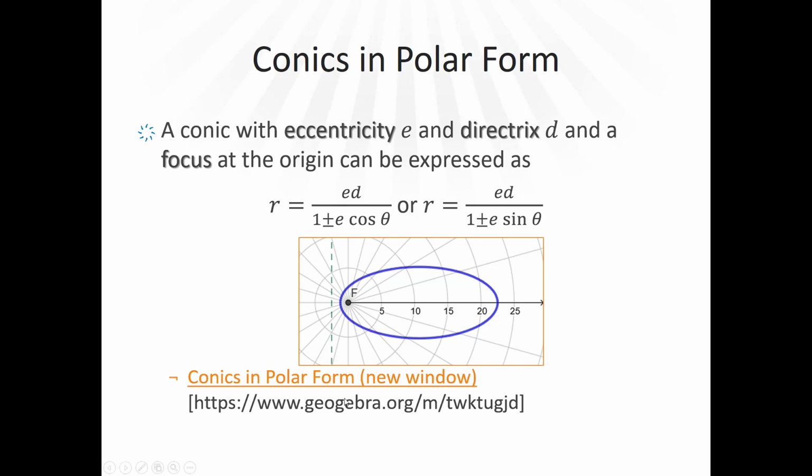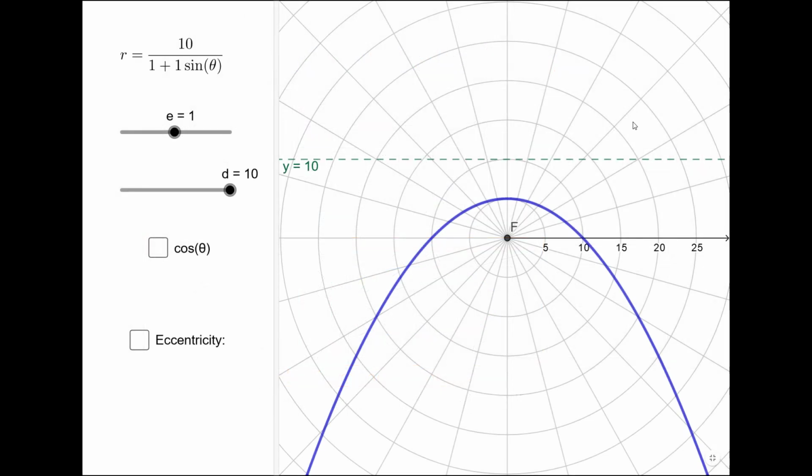Now I have a GeoGebra applet that we can take a look at real quick, just to explore some things. On our graph, we're in polar coordinates, so you can see the concentric circles. Each circle is a distance of 5 further away from the origin. And then we have the radial spokes coming out from the origin. Each line, I believe, is pi over 12, so pi over 4 would be a perfect 45-degree angle there.